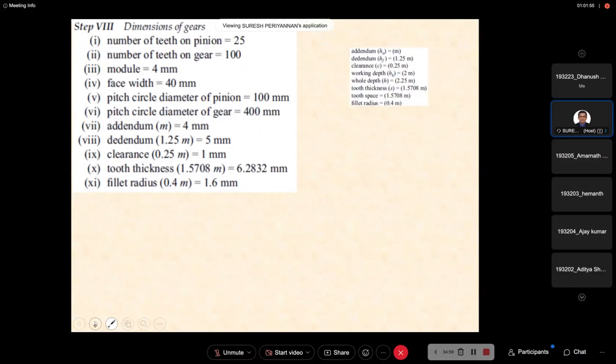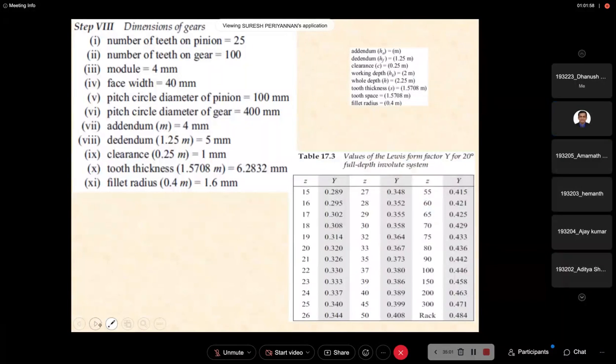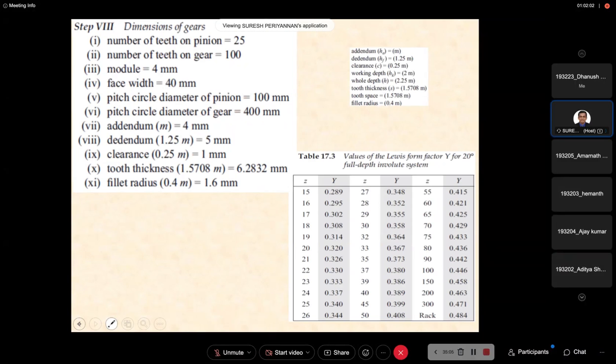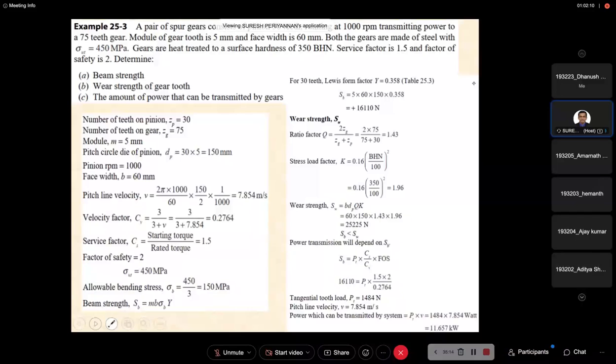Now I come to the last problem. Here, I think this 0.25 is 0.34, the Lewis form factor. Now I come to the last problem. A pair of spur gears consists of a pinion with 30 teeth running at 1000 RPM, transmitting the power.